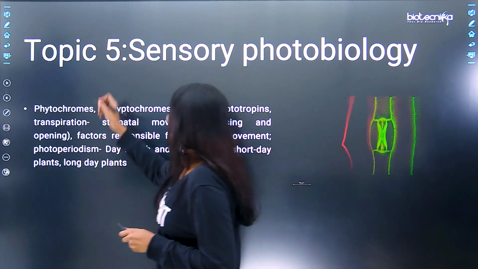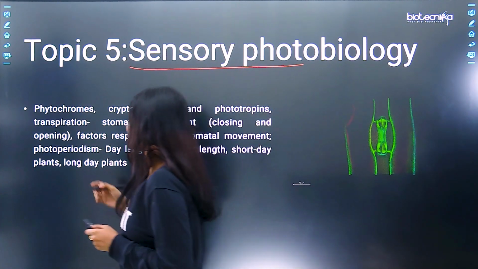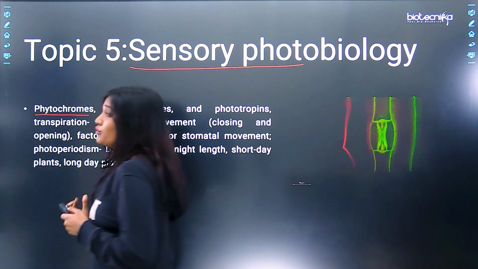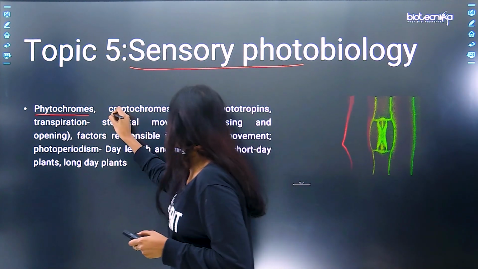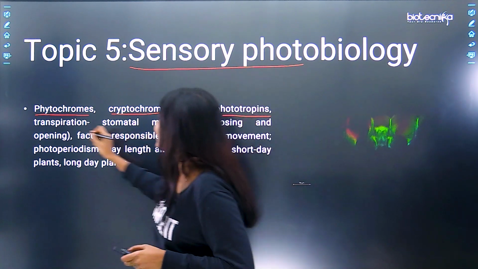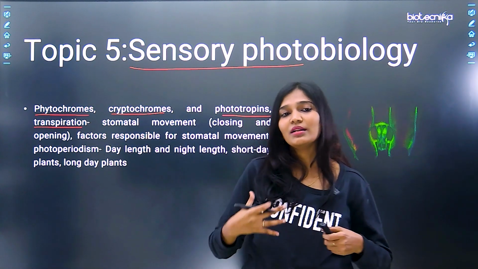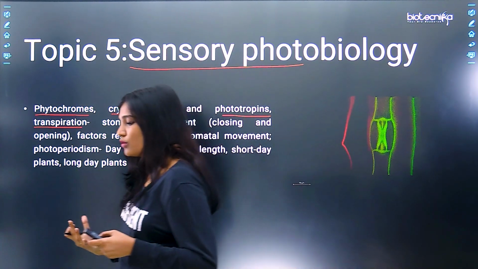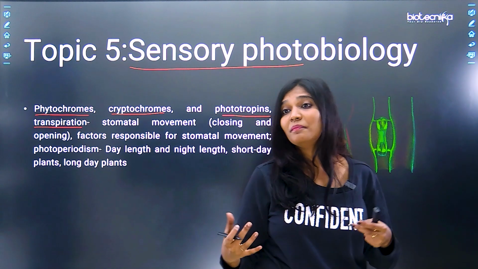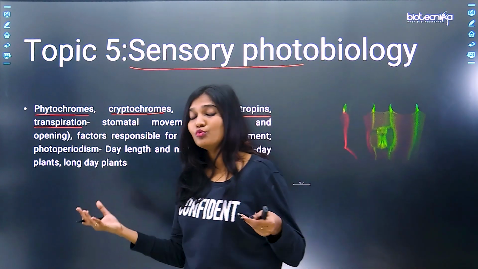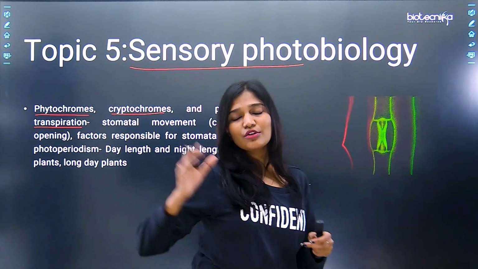Yes. Next one, topic 5, which is sensory photobiology. Sensory photobiology, which covers phytochromes. We know chromes are colors. So phytochromes, there are going to be cryptochromes and phototropins, and there would be a question, and you'll be talking about transpiration. There would be a question: the activity of the phytochromes is done with which of the following? So you can answer, the conversion of PR into PFR through red light. So it's going to be a very simple, direct question. So you can study this.